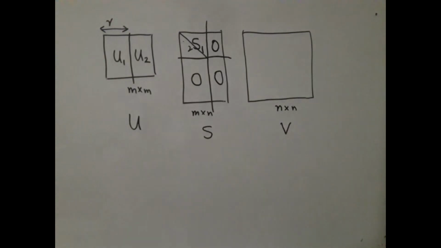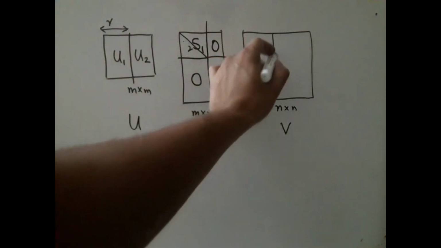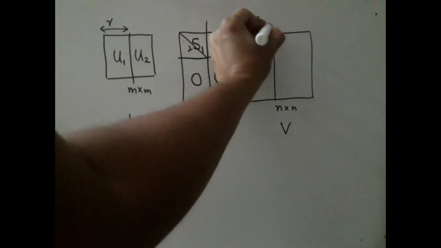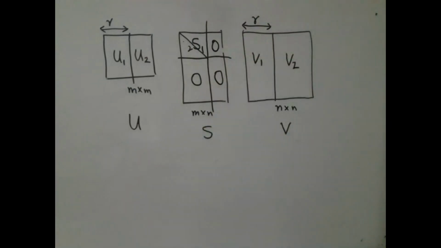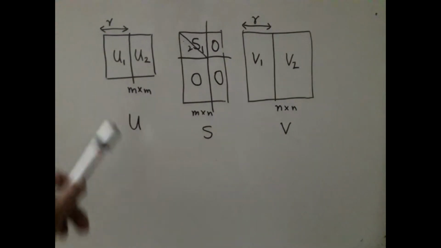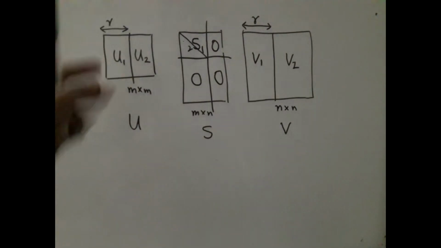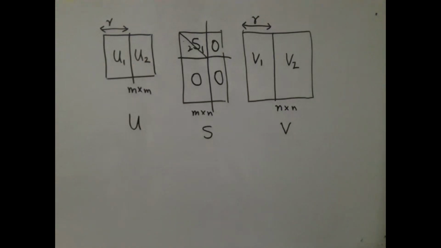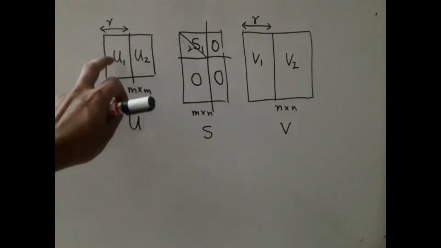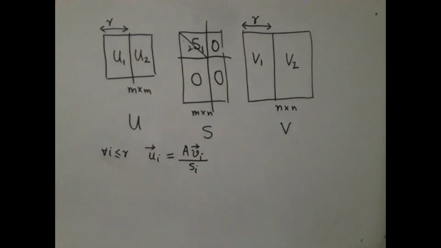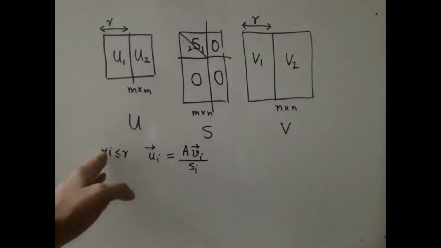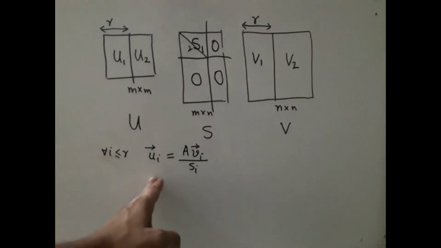And similarly, I shall split V again as the first R. I shall call it V1, and whatever comes after that, I shall call V2. Now quickly recall how we obtained U. We had first obtained the first R columns, then extended it to an orthonormal basis. So you obtain U1 directly from this V1. We had this relationship for all i less than or equal to R: Ui was AVi divided by Si.